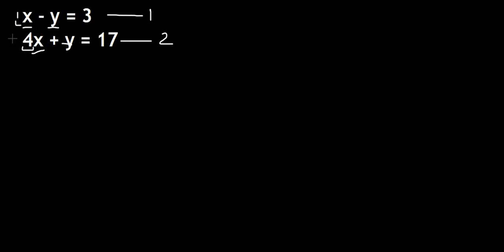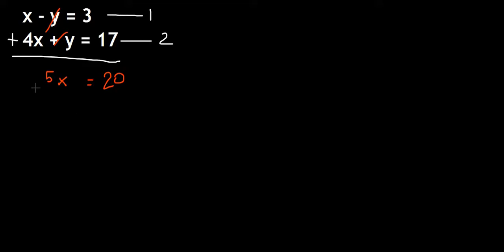Okay, in the simultaneous linear equations, what we do is we add the two equations. So I better write the plus sign over here, and so we are gonna add it. So 17 plus 3 is equal to 20, and then minus y plus y equals 0. We don't need to write the 0. And 4x plus x equals 5x.